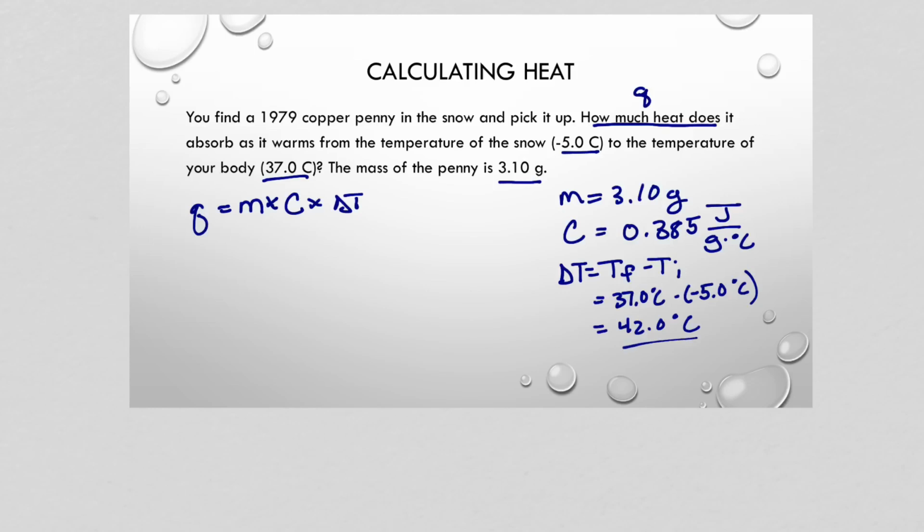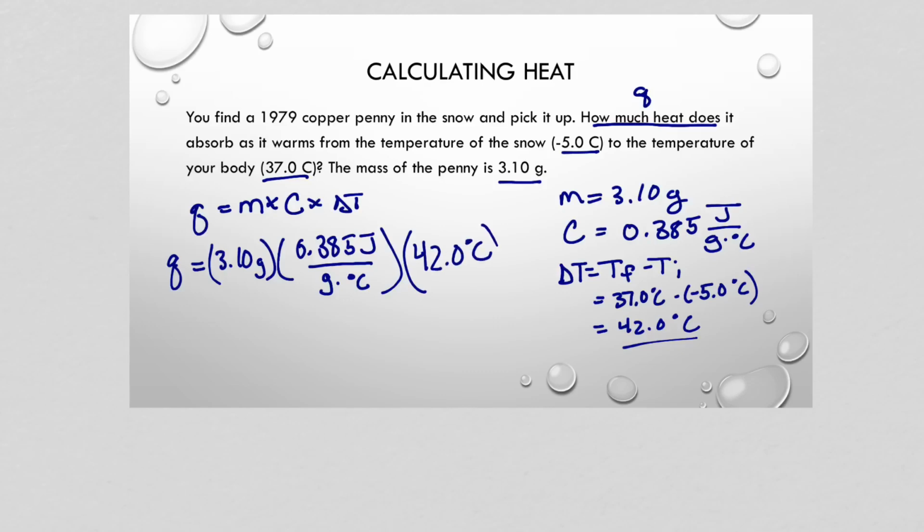So now we have our values. Our amount of heat is going to be 3.10 grams times 0.385 joules. Remember, the number always goes with the top unit, per gram degrees Celsius, times delta T, 42.0 degrees Celsius.